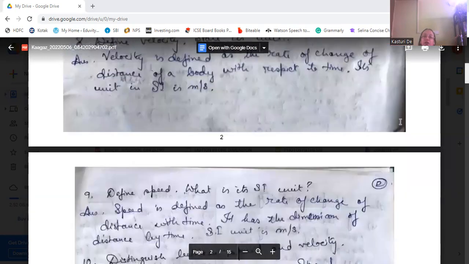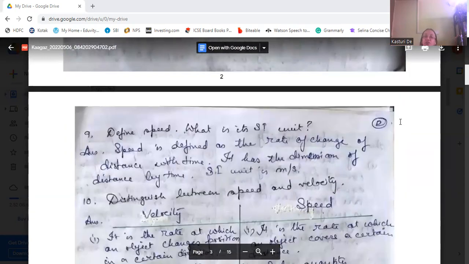Now, define speed. What is its SI unit? Speed is defined as the rate of change of distance with time. In case of velocity, it is the rate of change of displacement with time, whereas in case of speed, it is the rate of change of distance with time. It has the dimension of distance by time. The SI unit is also meter per second.